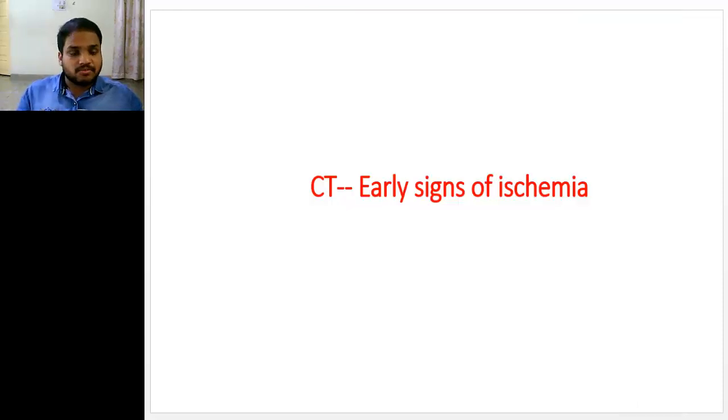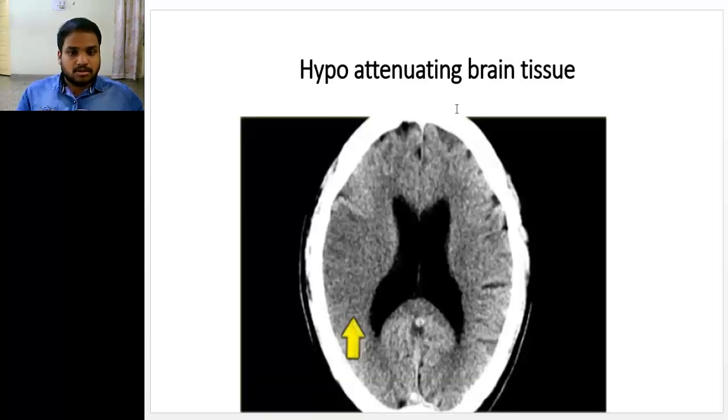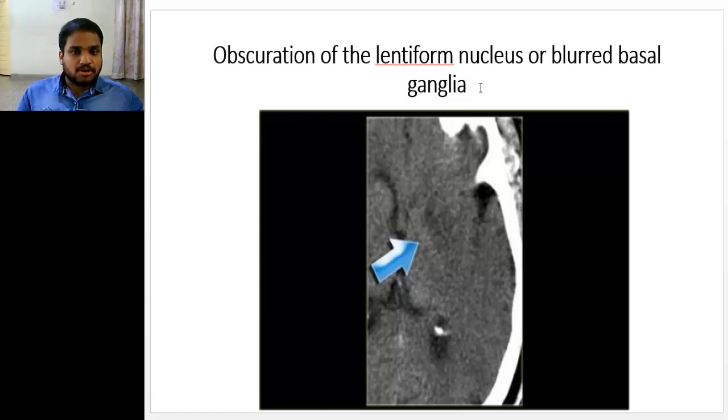So what are the early signs of ischemia on a CT? The first sign is hypoattenuating brain tissue, right? The brain tissue will be hypoattenuated, and this is due to the development of cytotoxic edema due to ischemia, right? And then obscuration of the lentiform nucleus, or blurred basal ganglia, right? So here you can see there is obscuration of the lentiform nucleus, or the basal ganglia is blurred. This is seen in middle cerebral artery infarction. This is the earliest and most frequently seen sign.